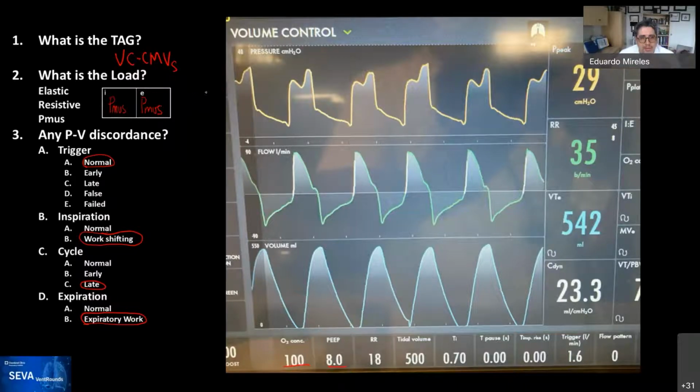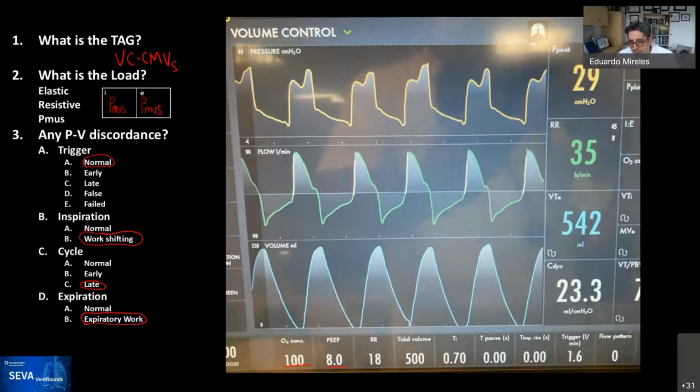So I took the picture because it has several features from volume control. You can see it's volume control, CMV. I agree with you that all the breaths are triggered by the patient, but they're cycled by the machine, as you recognize. There's the I time, and all of them have the same inspiratory time. The first time that I saw this, I thought I was dealing with the dual control from the Servo-i, but this is set up.